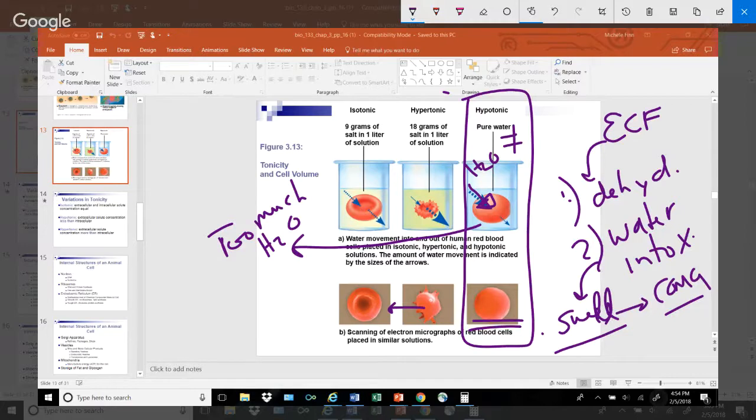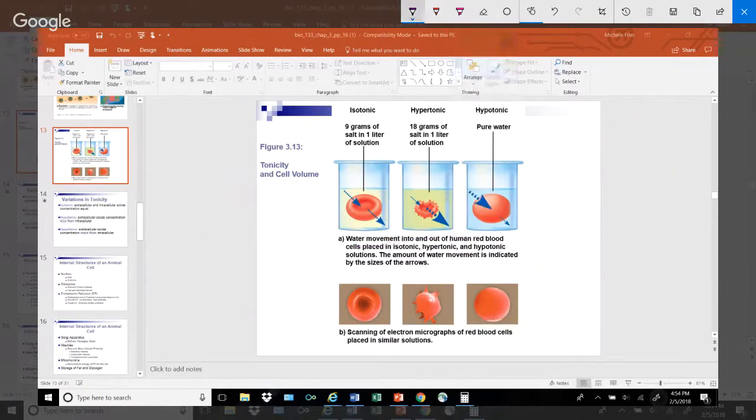And our goal in the body in terms of osmosis is to make sure that the body keeps the outside of the cell isotonic, the same amount of water and solids as inside the cell. And then typically we don't have to worry. But clinically, obviously, you can see that these things can happen. All right.